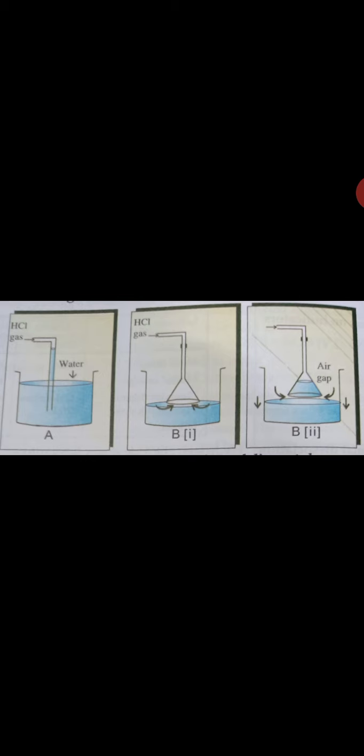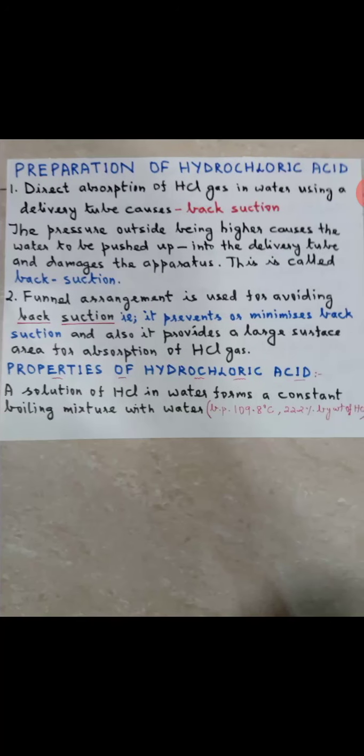When the water rises, it rises only to the mouth of the funnel, due to which the level of the water falls inside the trough, and as a result the atmospheric pressure acts upon it, and hence it pushes the water back into the trough, due to which the water cannot go back. This is how back suction is being prevented, and this is called the funnel arrangement. And in this way we prepare hydrochloric acid. We do not directly dip the delivery tube into the water, but by using a funnel arrangement we prepare hydrochloric acid. I hope it has been clear what is the function of the funnel, and why we do the funnel arrangement. In this way we prepare HCl acid from HCl gas.